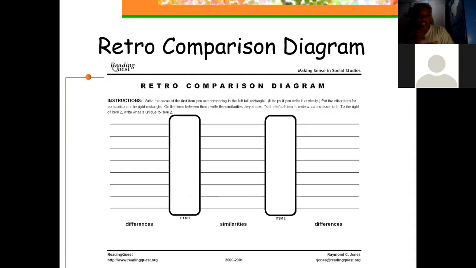But another comparison you can use is a Venn comparison diagram. A Venn comparison diagram is when you write the name of one item on the left rectangle, and put the other item of the comparison in a right rectangle. In between them, you write the similarities they share. Then to the left of the item, write what is unique to the left item, and to the right, write what is unique to the right item.